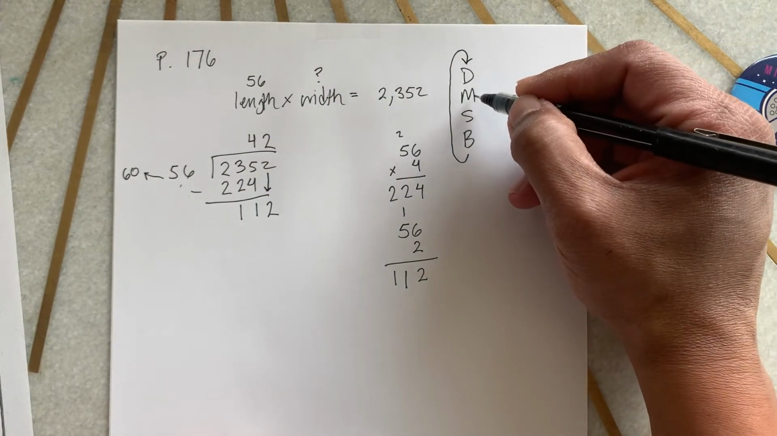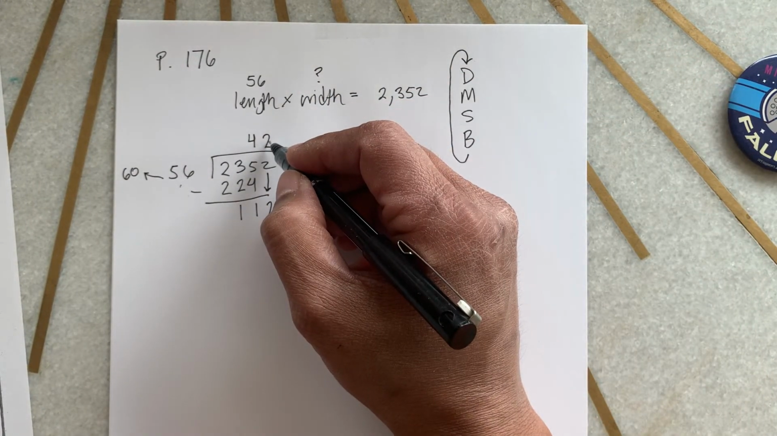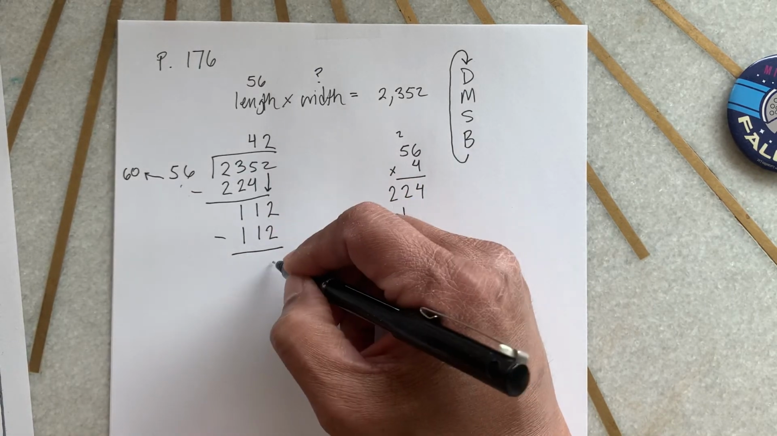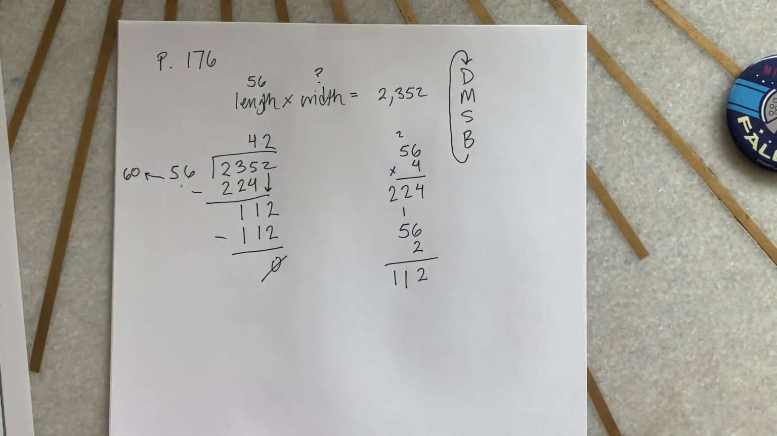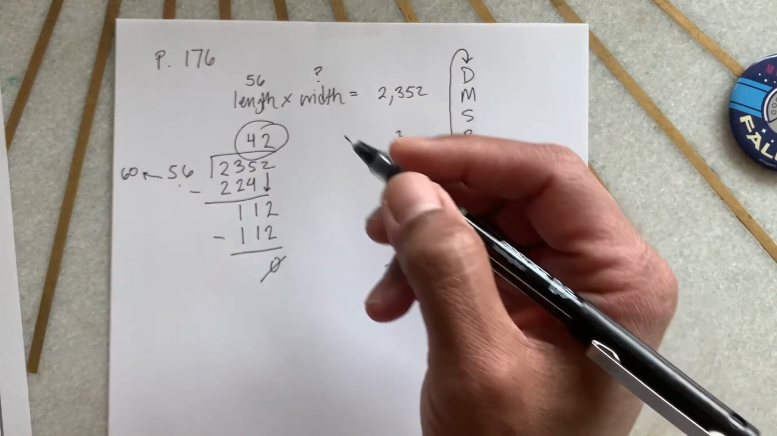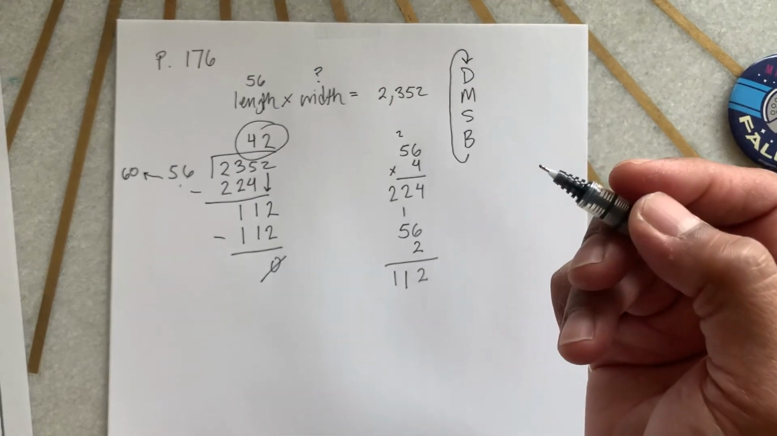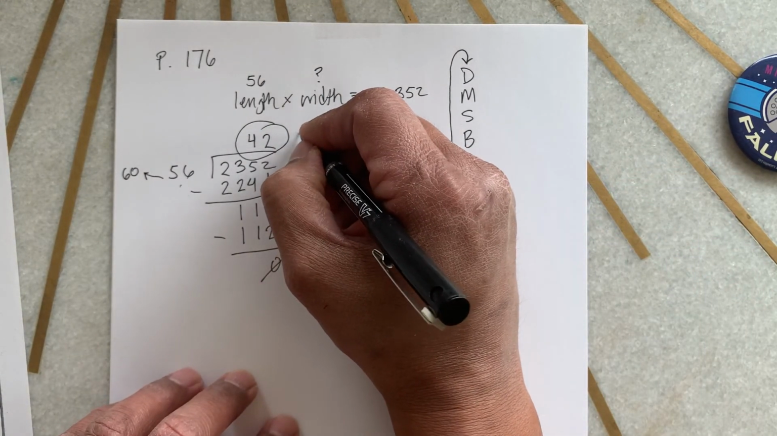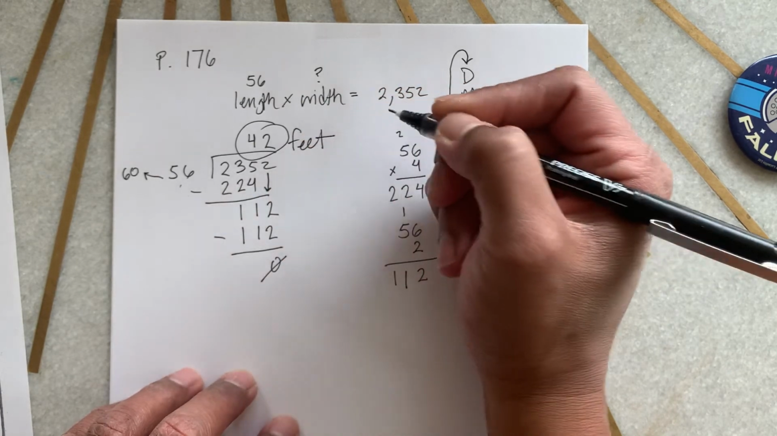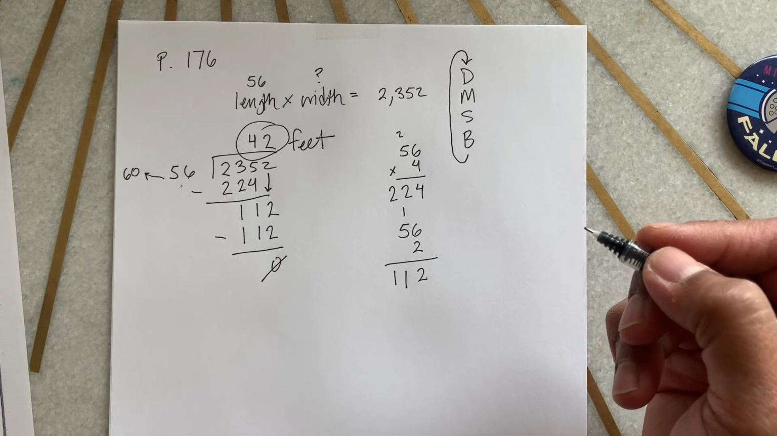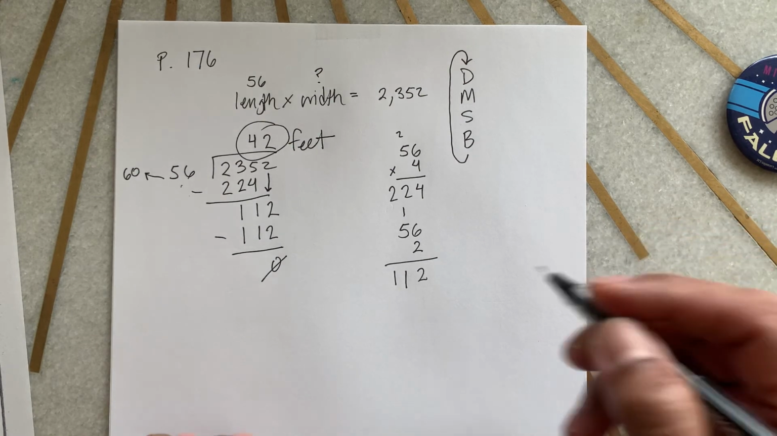I'm going to multiply the number I just wrote. 2 times 56 I know is 112. And that tells me that my answer is 42. And since we're talking about feet, the answer is 42 feet.